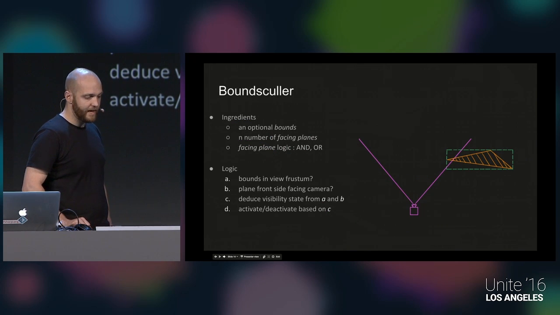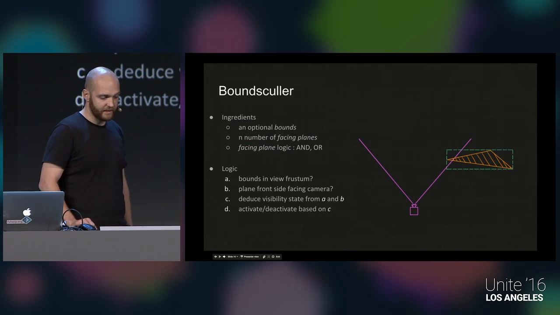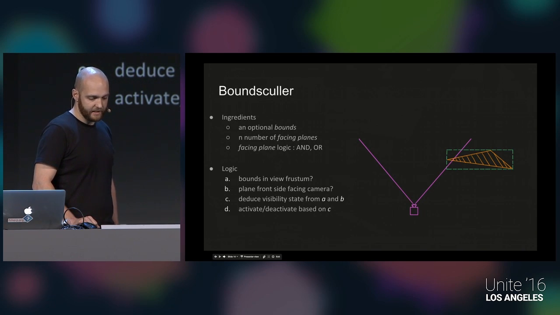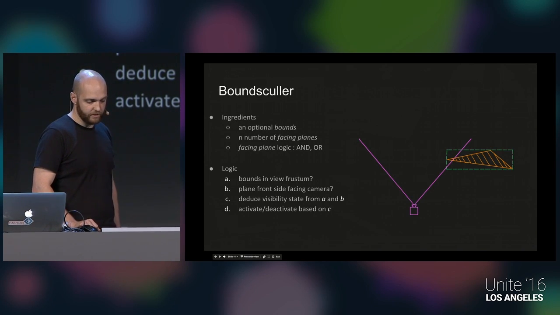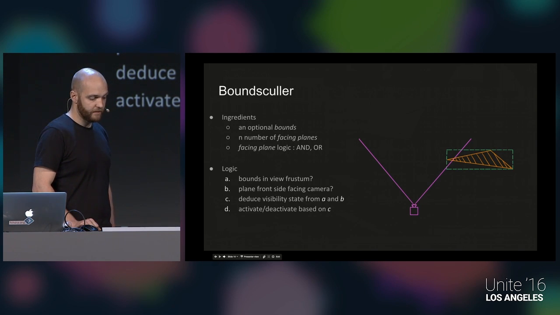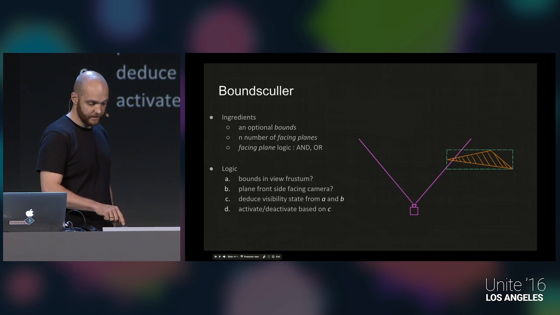We have one last concept to control whether an object is active or not, and that's something we call a bounce color. It's a custom bounce which you put around an object, and then if that is inside the view frustum, we activate the object, otherwise it's inactive.